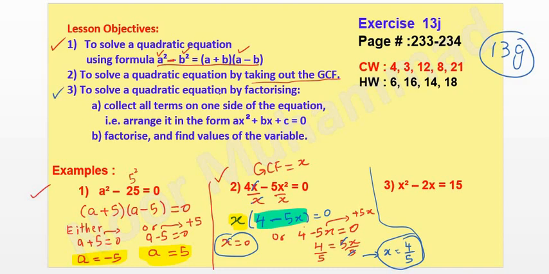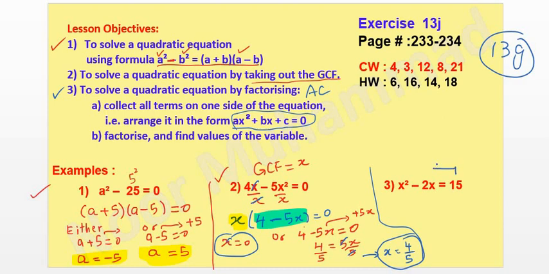Now let's go to the third example, and here the third goal. It says to solve a quadratic equation by factorizing when it will be like this. So it will have 3 terms. This is the standard form of that quadratic equation. And what are we going to use? We are going to use the AC method. And all of you know we have used it many times.